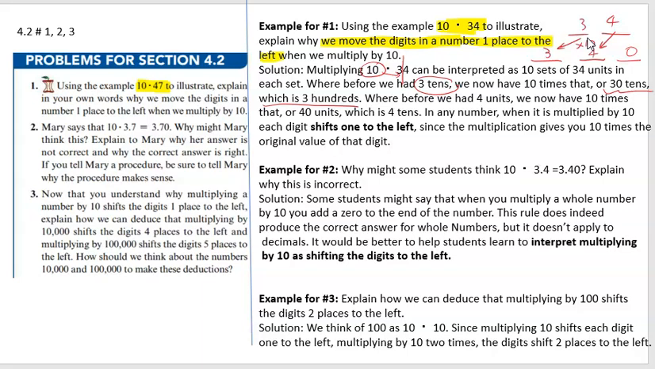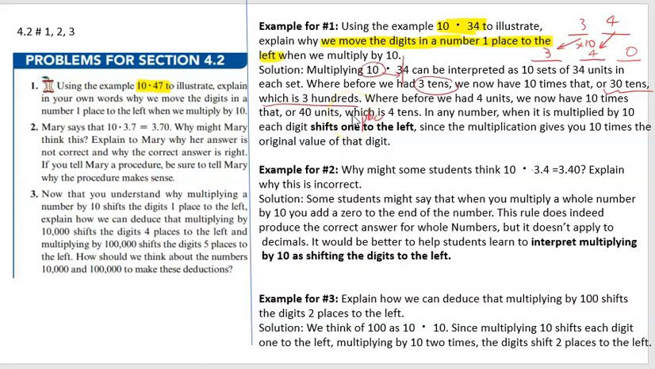Originally we have 4 individual toothpicks, and each of them is going to be turned into a bundle of 10: a bundle of 10, a bundle of 10, a bundle of 10, a bundle of 10. We went from 4 individual toothpicks to 4 bundles of 10. That's why we have to move the digit 4 from the ones place to the tens place. So after we explain each digit, we can say that in any number, when it is multiplied by 10, each digit shifts one place to the left.